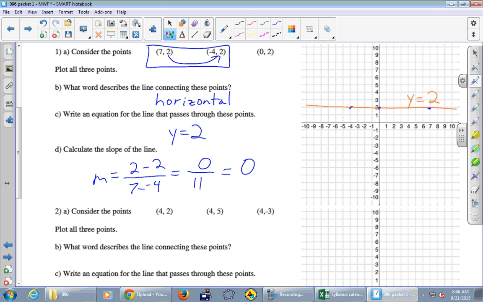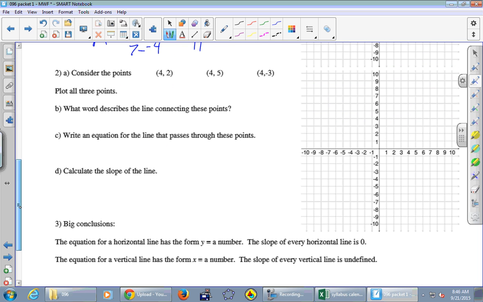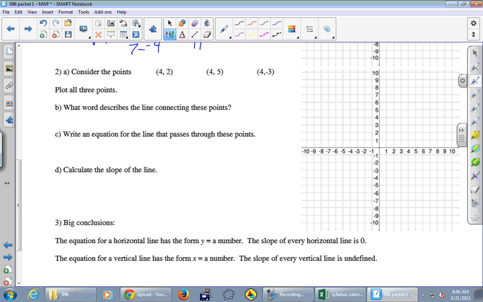So we'll have our conclusions in a moment, but we just discovered 2 special properties of horizontal lines. Number 1, the equation of every horizontal line is of the form y equals some number. Every horizontal line has an equation y equals some number, which is different. Doesn't look like y equals mx plus b. And the slope of every horizontal line is going to be 0. This isn't just particular to this orange horizontal line. Every horizontal line has a slope of 0. Okay, horizontal lines are in the past. Moving on to number 2.